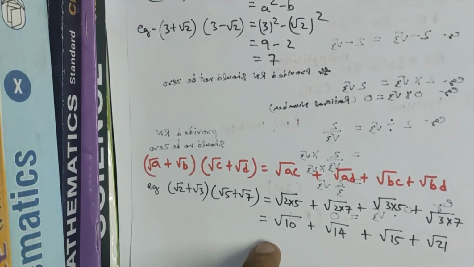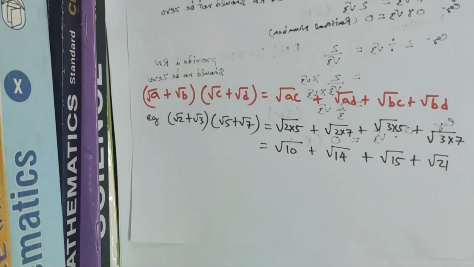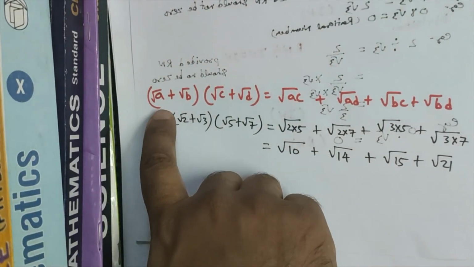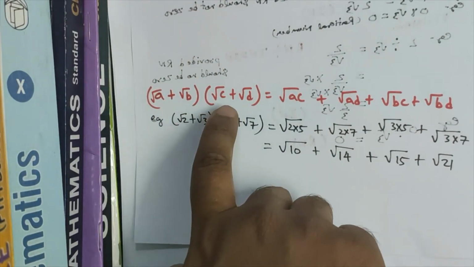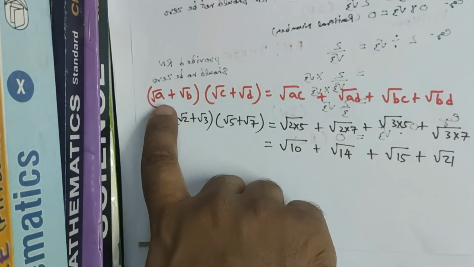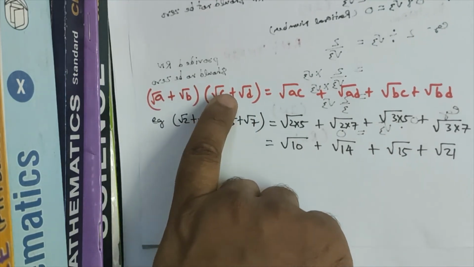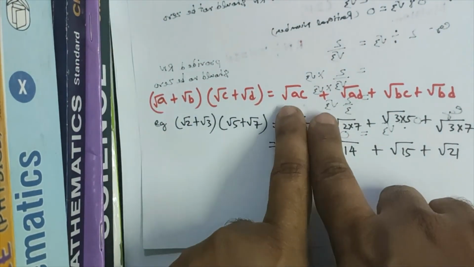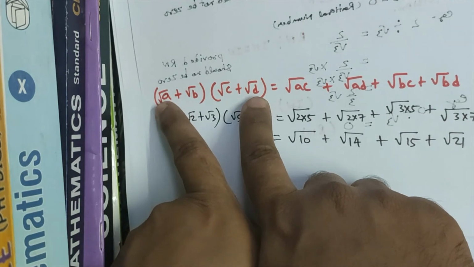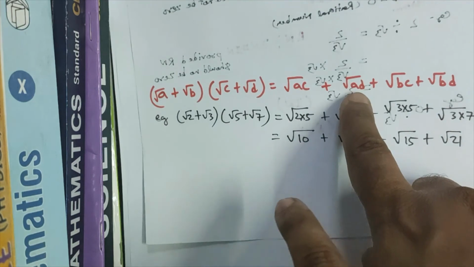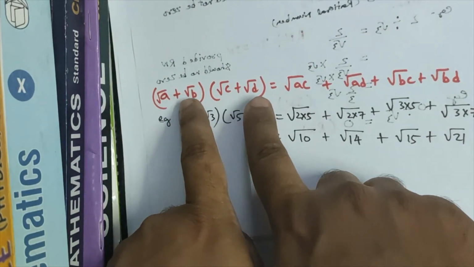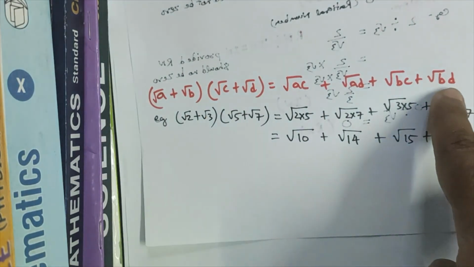Now similarly, this identity also you must have studied, a plus b into c plus d. So here, root a plus root b into root c plus root d. First we will multiply root a by root c, so it will be root a into root c, that is root ac. Then this root a will be multiplied by root d, root a into root d will be root of ad. Root b into root c will be root of bc. Then root b into root d will be root of bd.